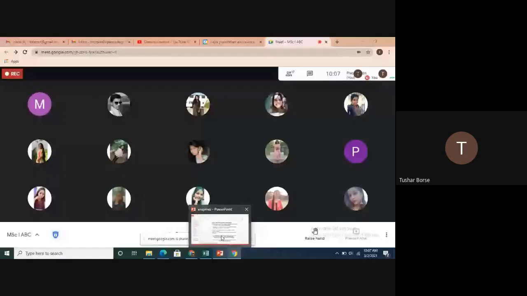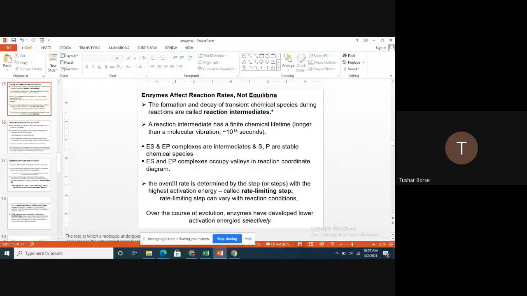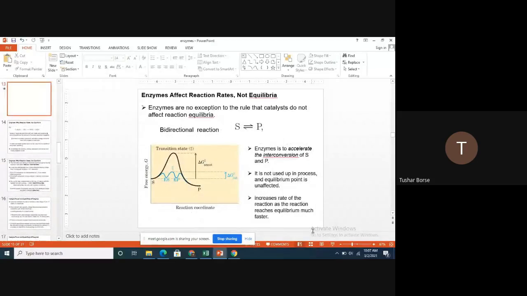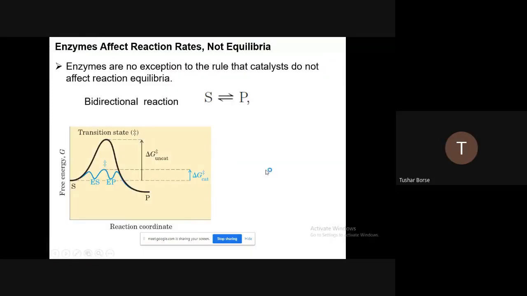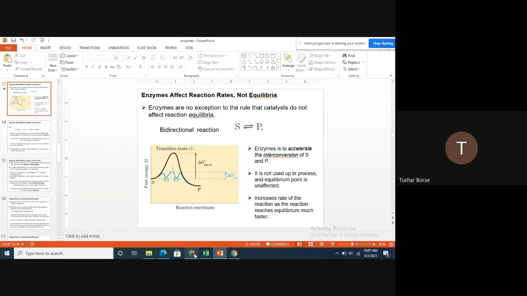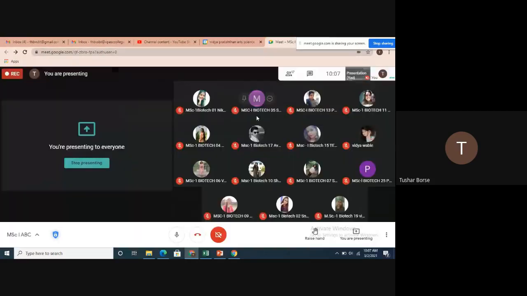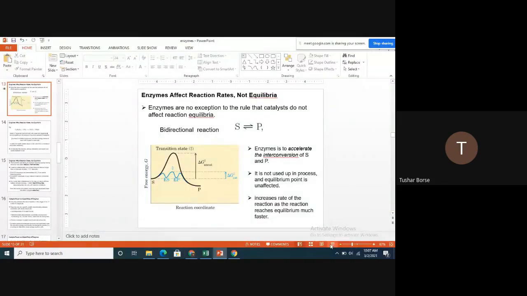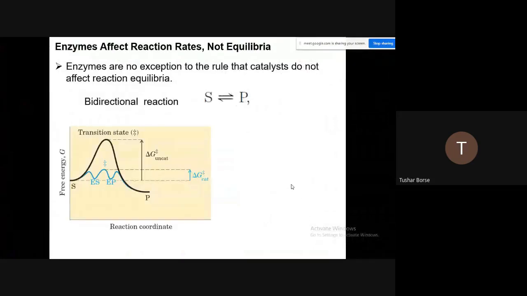I'll just present the screen. We'll talk about that graph first and then we'll move forward. Let's see. Is the screen visible? Yes, sir. Okay. So this was the graph that you can see here. Someone is trying to enter. Okay. Fine. So this is the graph I was talking about.